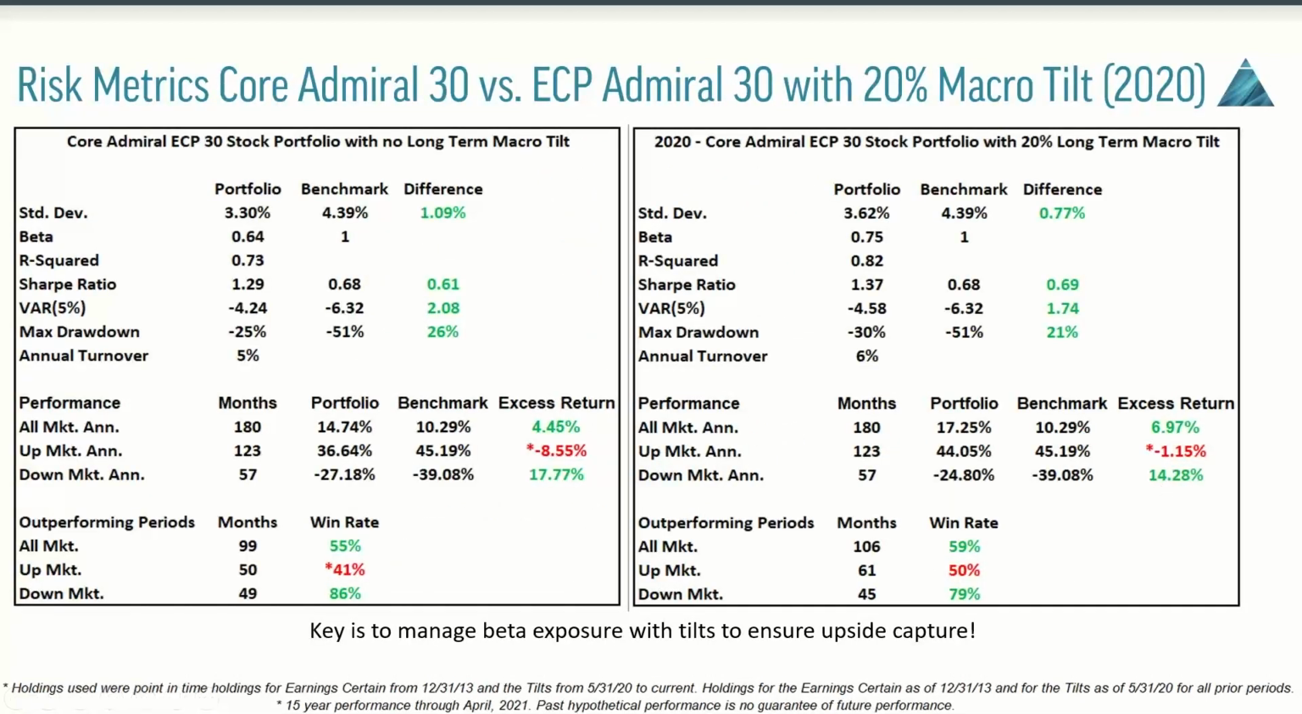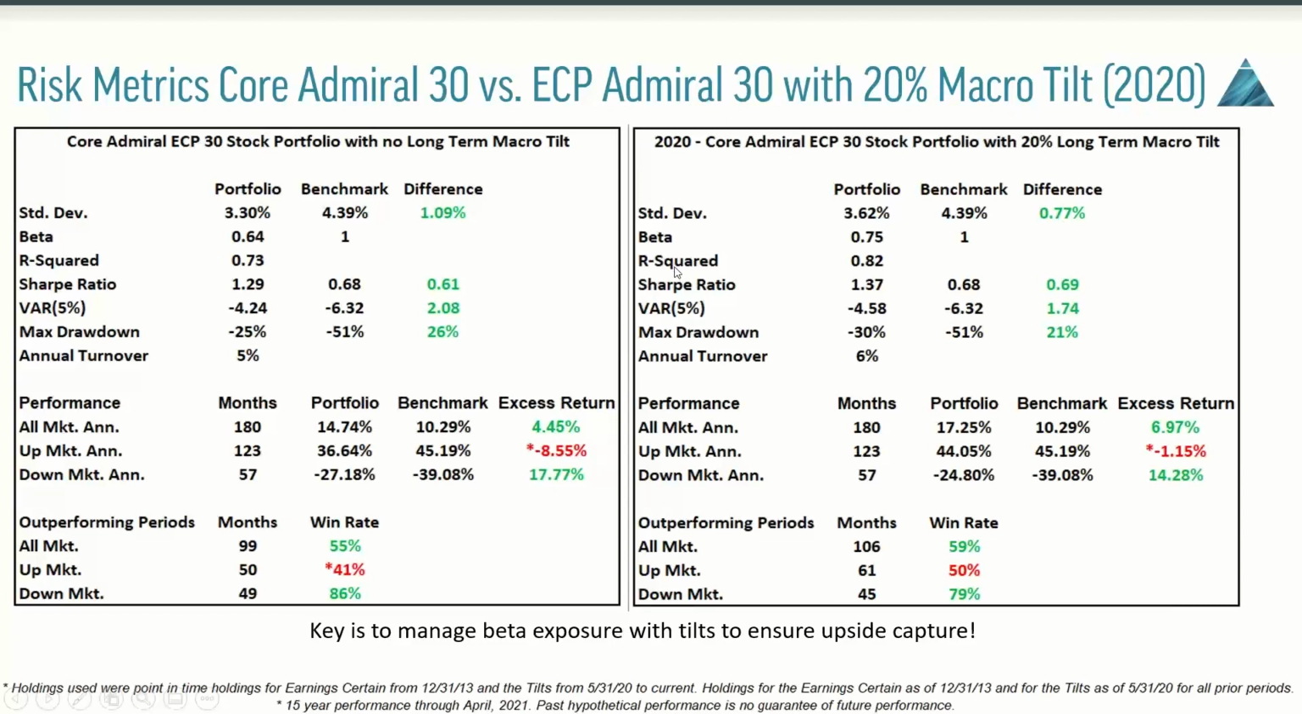Now let's take a look at these same risk metrics when we compare the ECP Admiral 30 with a 20% macro tilt. The 20% macro tilt was the recommendation in 2020. And how we arrive at that macro tilt is we manage our sector exposure relative to the S&P 500. We'll go into this in a little bit more depth in just a few minutes, but last year when we applied a 20% macro tilt with our 6 tilt stocks, 20% is all we needed to apply to get the technology and communication services sector up to equal weight with the S&P 500.